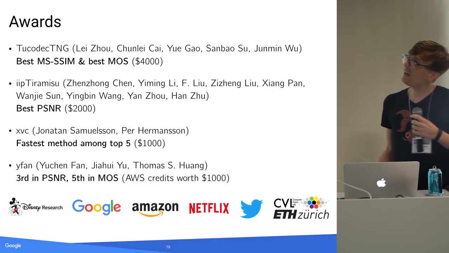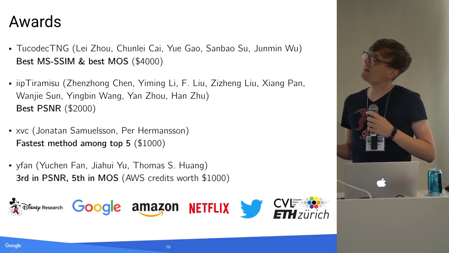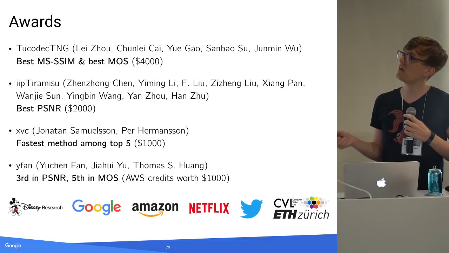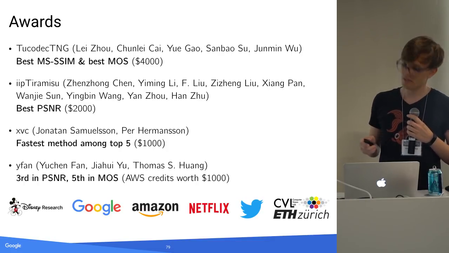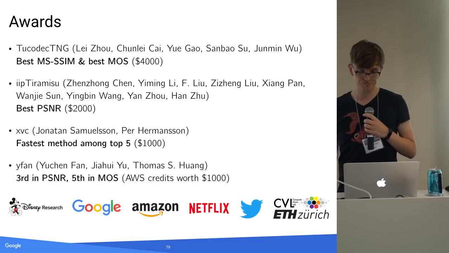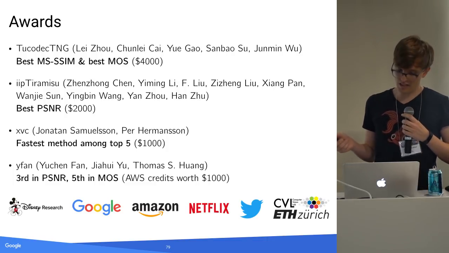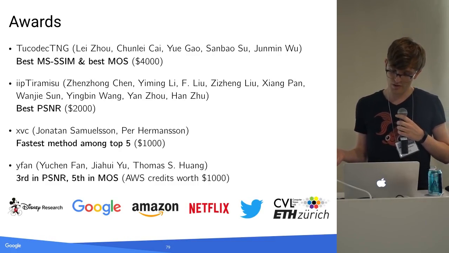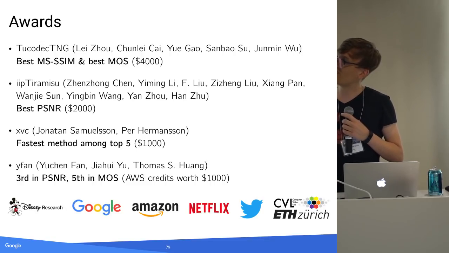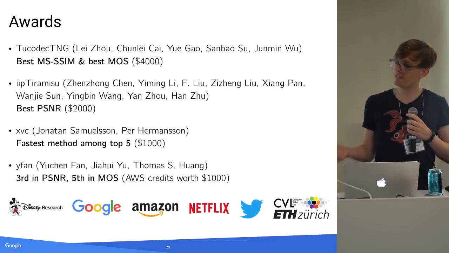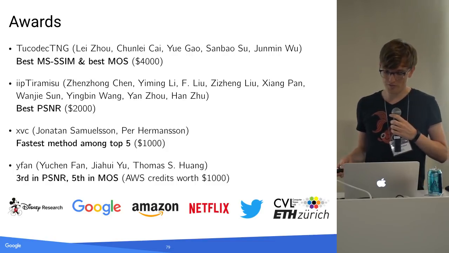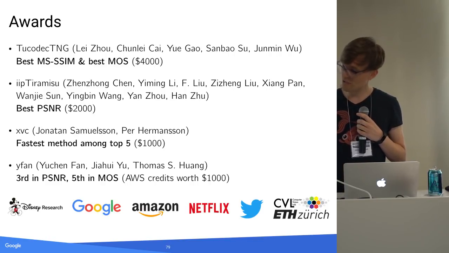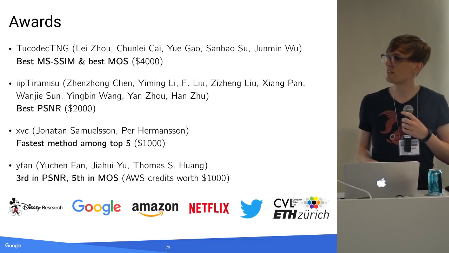There were 5 awards. The first two, best MSSIM and best MOS, both went to a team which basically built on top of the hyper prior model that I talked about earlier. So this was an end-to-end trained method. The award for the best PSNR actually went to a traditional method with some learned coding tools inside of it. Then the fastest method among the top 5 went to a traditional method. And then we had another award for a method which got pretty good results in both PSNR and MOS. And that one used HEVC intra with a learned post-processing network.